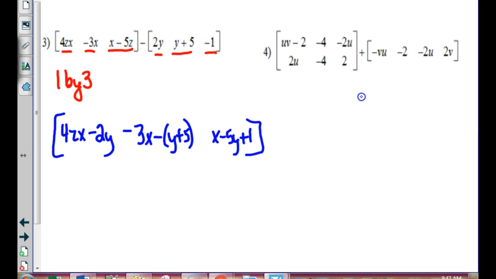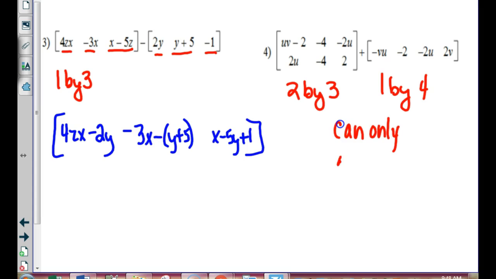What about number 4? What size is this guy? 2 by 3, and this is a 1 by 4. Can you add those? No, you can only add when they have the same dimensions, okay? So you could just say not possible. I'm just writing down why it's not possible. Everybody good?